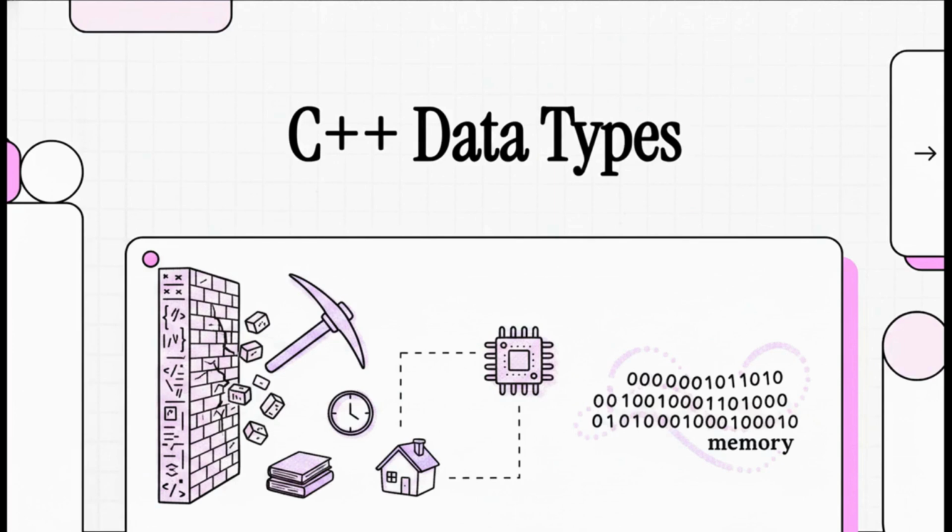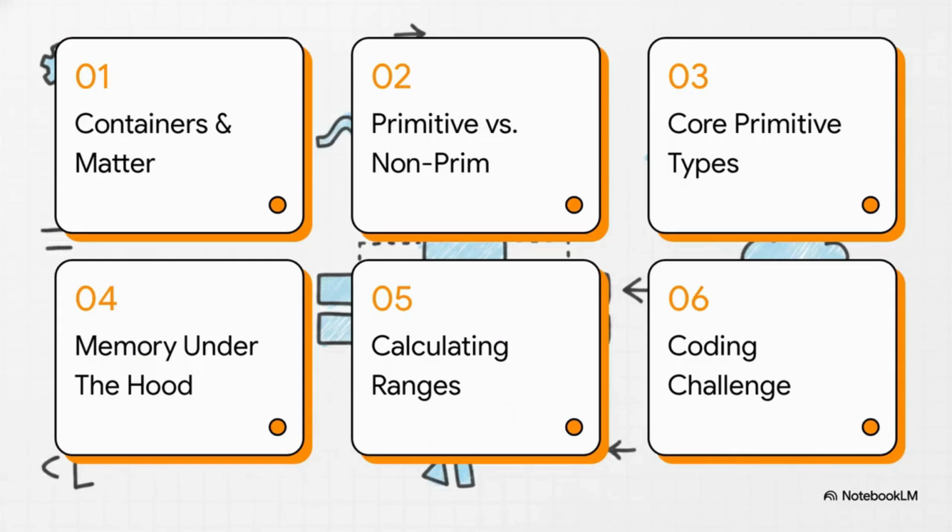We're going to break down C++ data types using relatable, real-world analogies, taking you from familiar physical concepts all the way down to the microscopic, machine-level binary. By the end of this, you won't just know what data types are. You'll understand exactly how they live and breathe inside your computer's memory. Let's get into it.